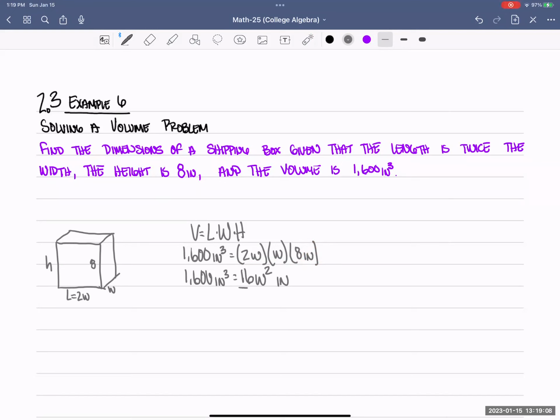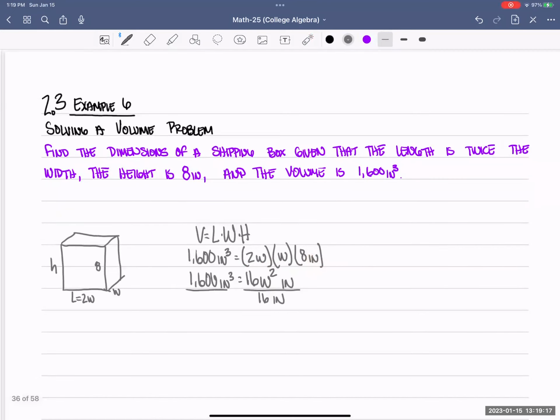So let's divide everything else out. We are going to divide that 16. We're going to divide inches. So 16 inches. Here, 16s divide out, inches divide out. So on the right side, we're left with just our width squared. Over here, inches divide out with 1 of the inches in the numerator. 16 divided by 16 is 1. So we have 1 times 100. That's 100 inches squared. And now for width, we could do the square root property.